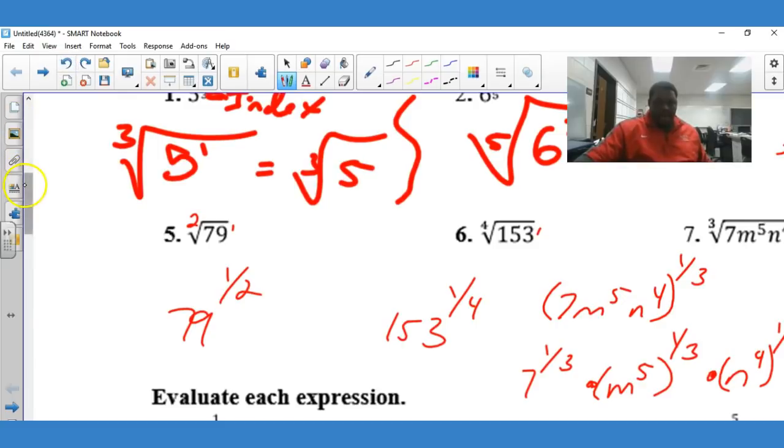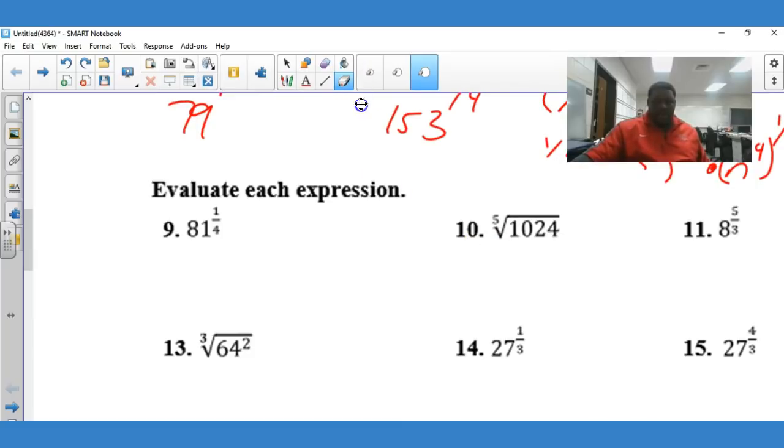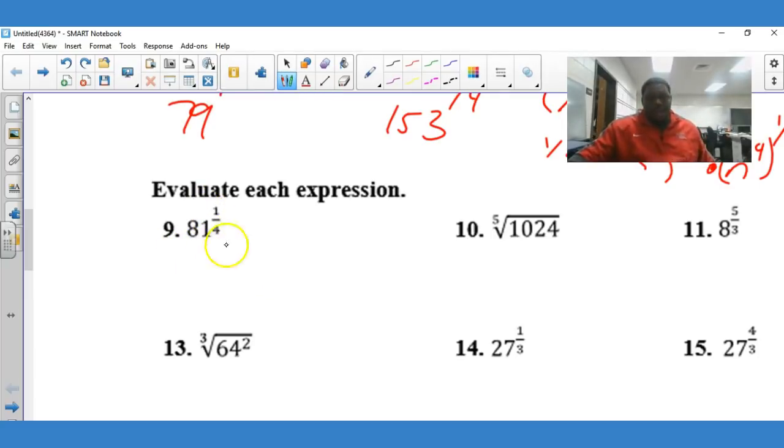All right. Down here, evaluate each expression. Again, you can literally do these in your calculator, or just show work. So evaluate this expression, 81 to the 1/4. You can rewrite this, and I think y'all should rewrite all these in the opposite form. This is radical, put it in exponential just so you can have practice. And then I want to show you a little technique.